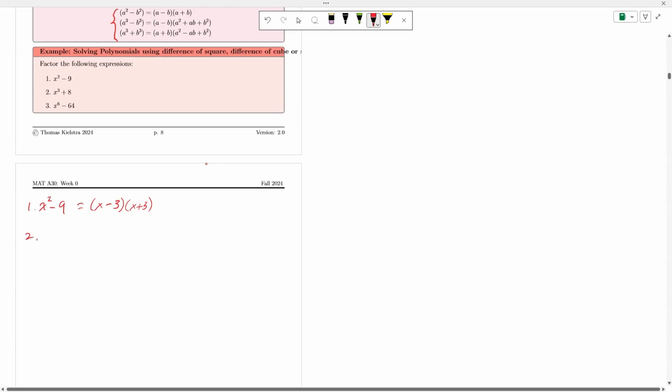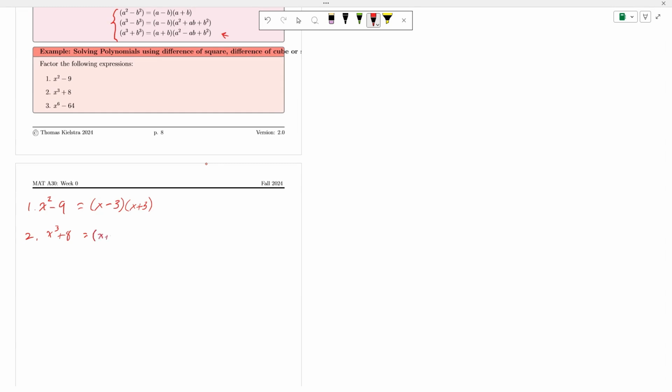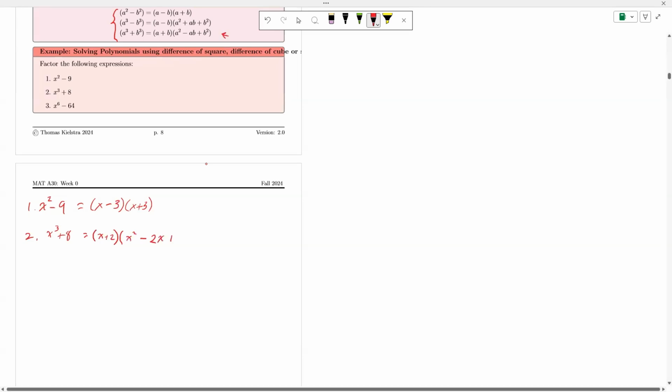Now, in our second example, we have x cubed plus 8. Here, this will be an example of our sum of cubes. x cubed means that we have a cubed, or x is a, and 8 is 2 cubed. So b is going to be 2. So this gives us x plus 2, and now x squared minus 2x plus 2 squared, or x plus 2 times x squared minus 2x plus 2.